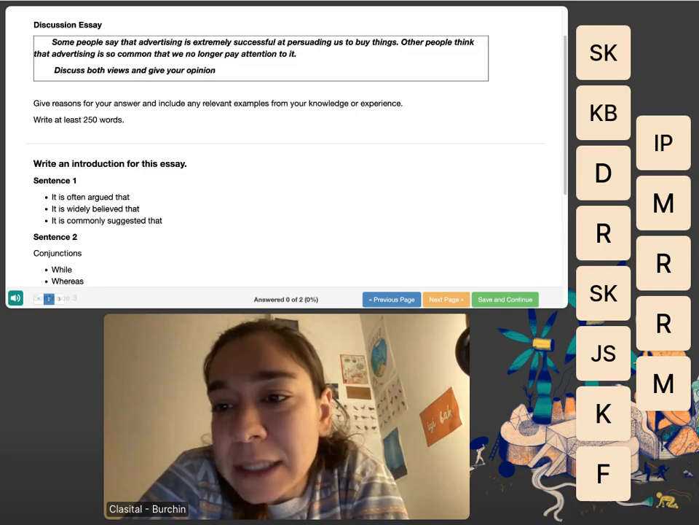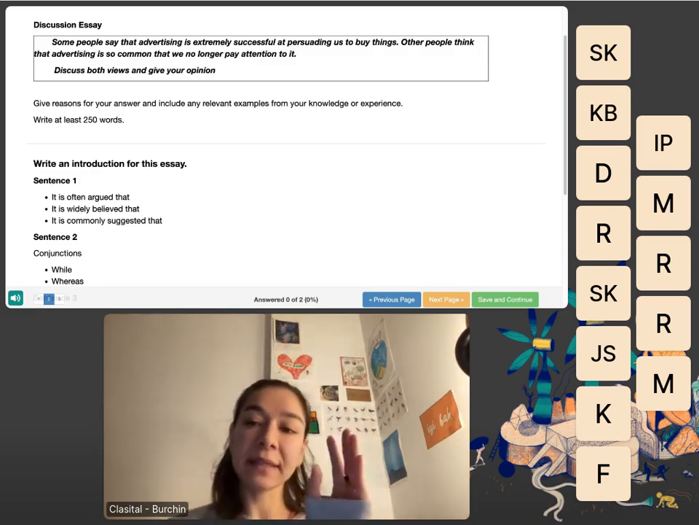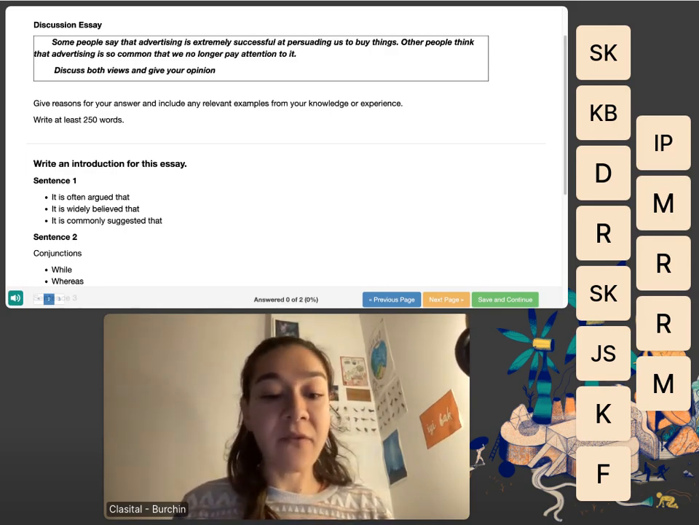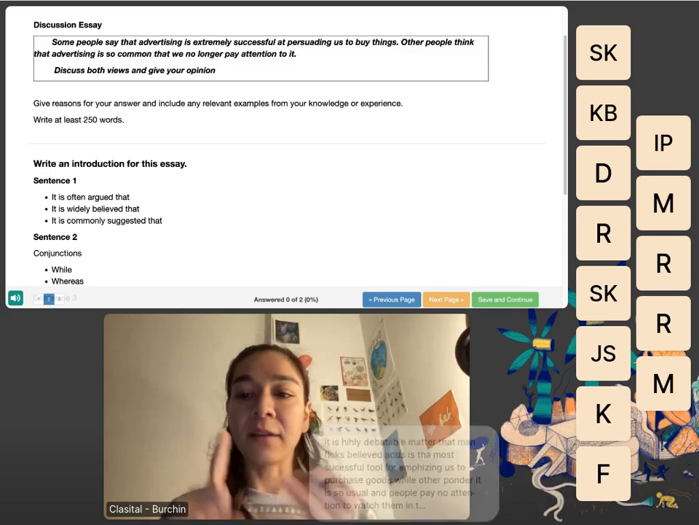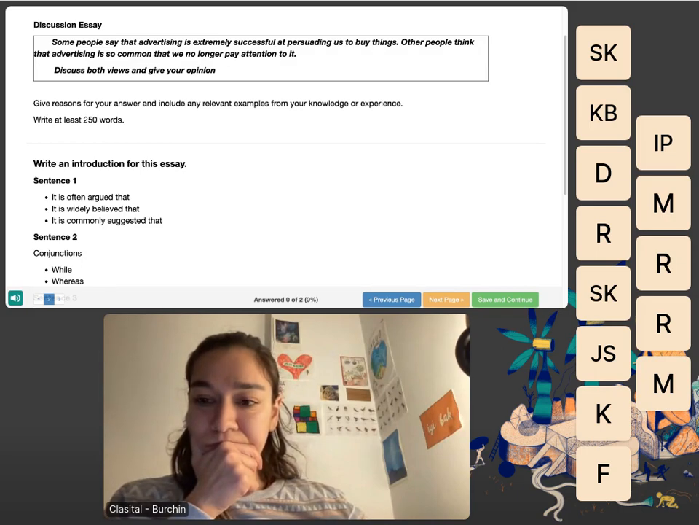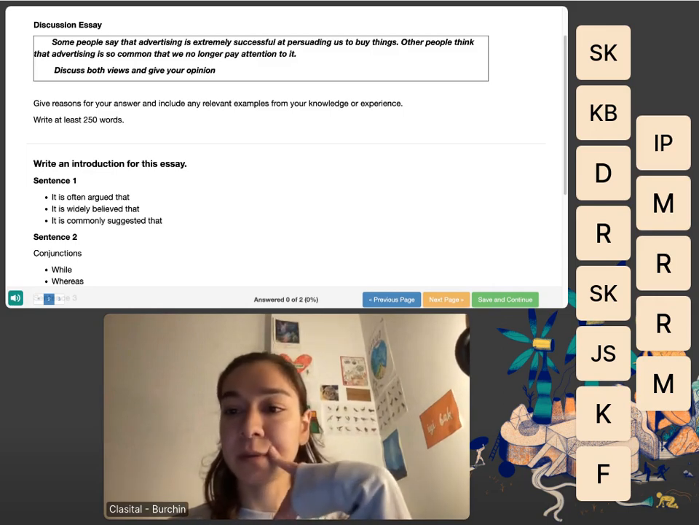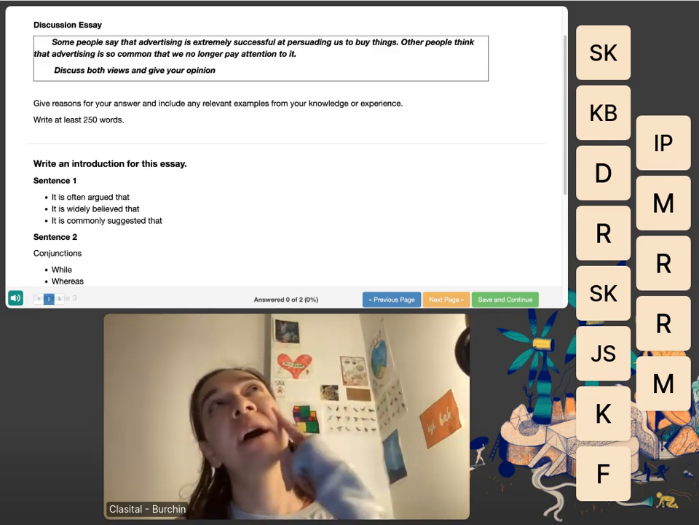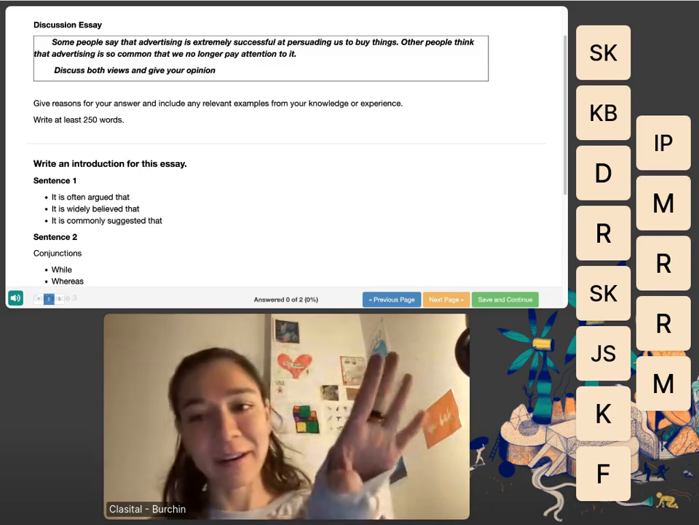Similarly, this is not similar to that idea actually. There is a contradiction here. Some people think that and the other people think that, so we can use while, whereas, to express a contradiction. While, whereas. Where are we? Most people I think similarly. This is not similar. This is a contradicting idea. Whereas, while, on the other hand, but I would save the on the other hand for my second paragraph.